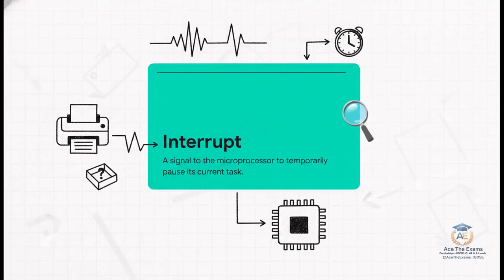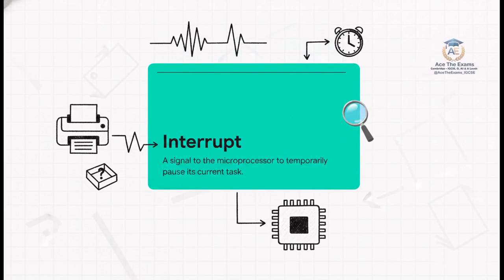Okay, let's look at how the CPU handles completely unexpected events. I want you to imagine you are printing a massive 100-page assignment, and suddenly your printer runs out of paper. The printer needs to tell the computer to stop sending data right now, otherwise that data will just be lost. So it sends an interrupt signal to the CPU to demand immediate attention.